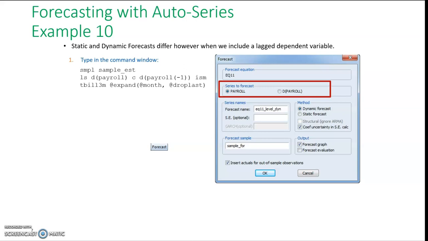Static and dynamic forecasts will differ, however, when we include a lagged dependent variable. Until now, we didn't include a lagged dependent variable. Now we will include a lagged dependent variable.